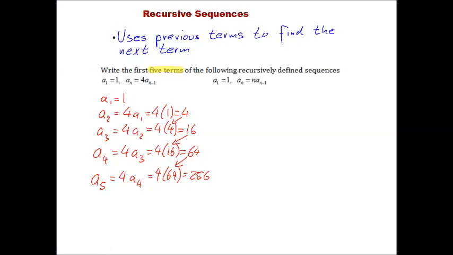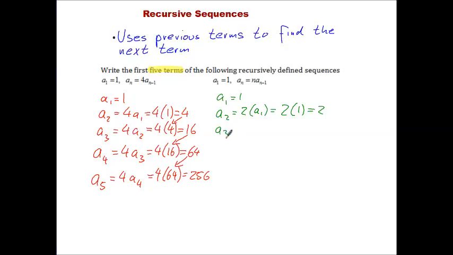In our next example, we have our a sub 1 and we have our rule, and the rule also has a changing element in there in terms of the n. So a sub 1 is equal to 1. Now a sub 2 is equal to n times, which is 2, a sub 1. And that is 2 times 1, and that's 2.